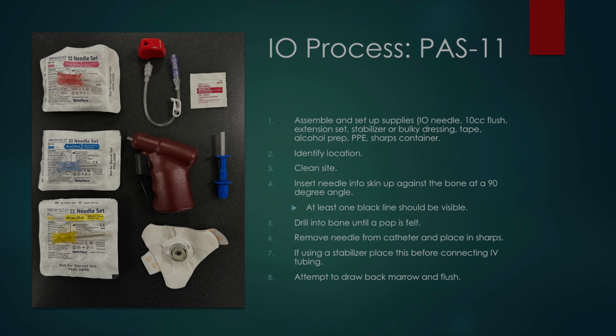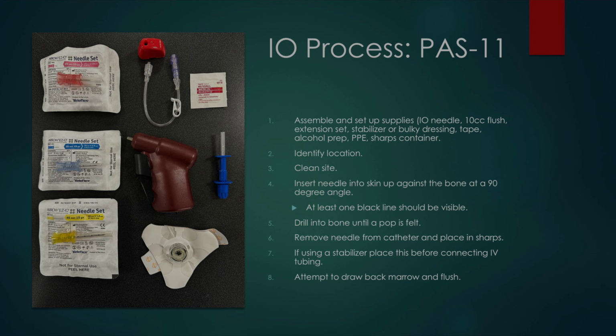Before IO placement, assemble and prepare all equipment. This includes the IO needle, a 10 milliliter flush, extension set, stabilizer or bulky dressing, tape, alcohol prep, appropriate PPE, and a sharps container.